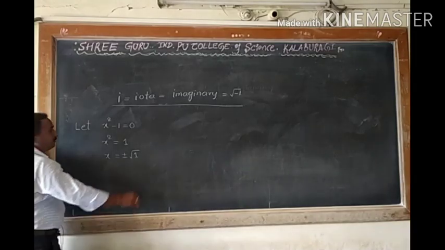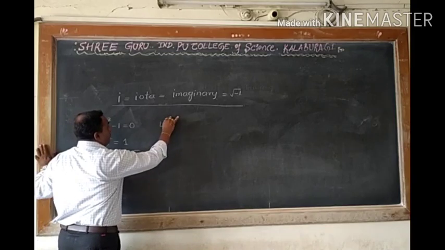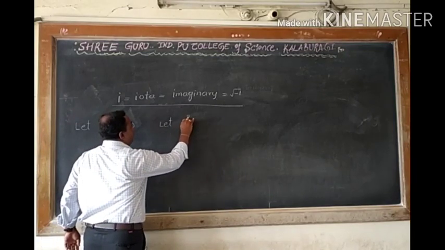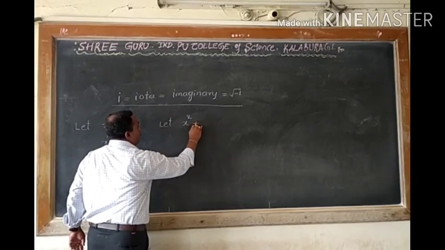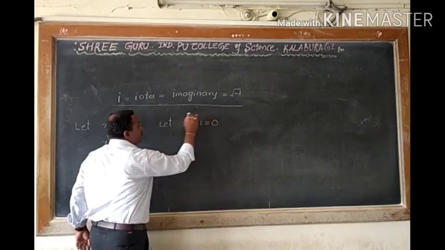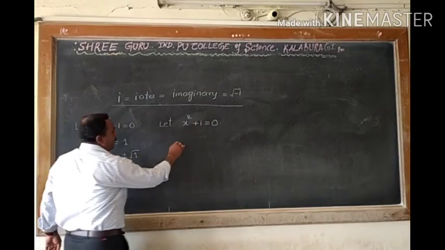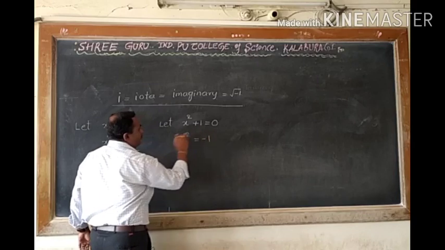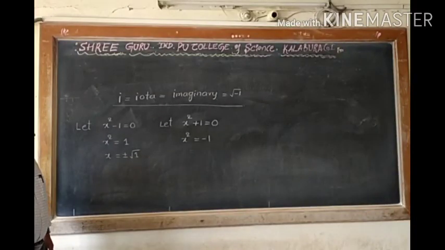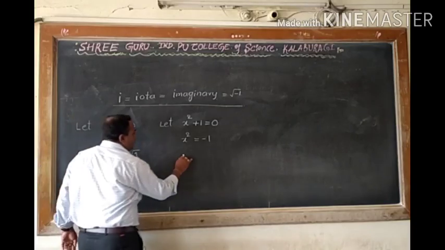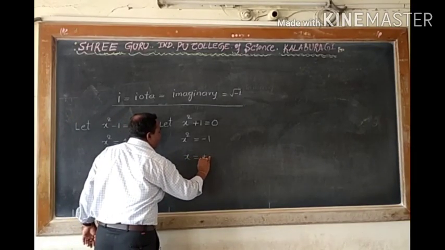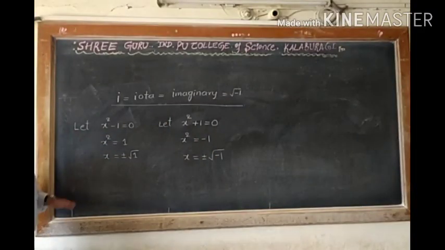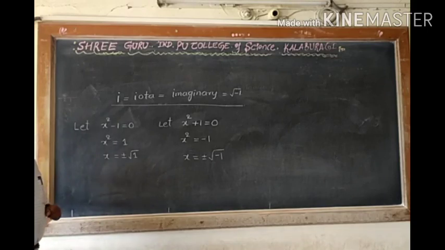Now suppose x square plus 1 is equal to 0. X square, here plus 1 taken to the right side becomes minus 1. X is equal to plus or minus root of minus 1. Root of minus 1. Here is the definition of iota.